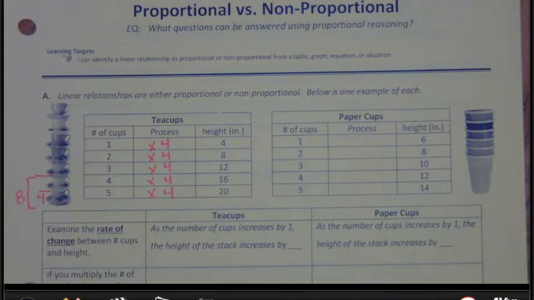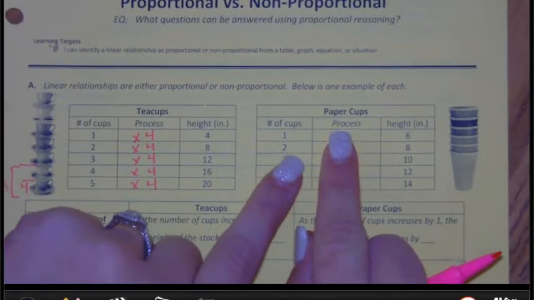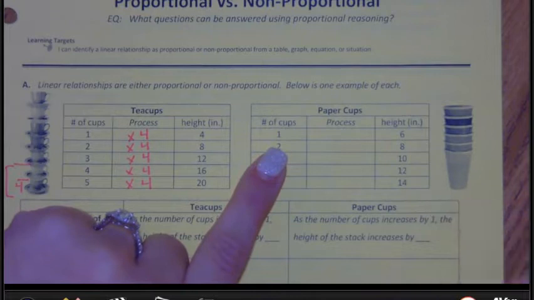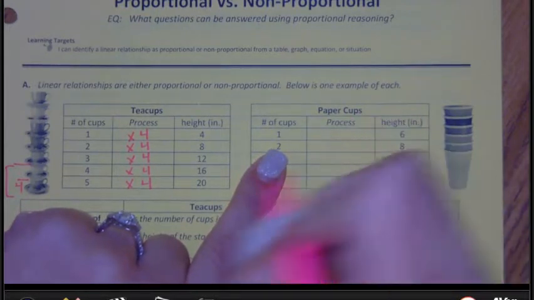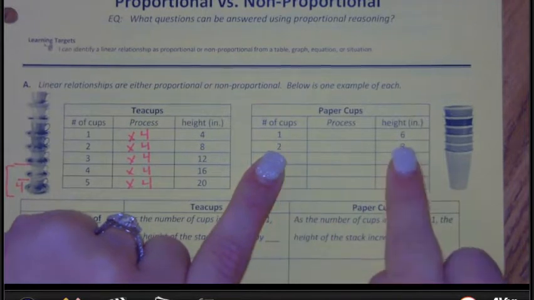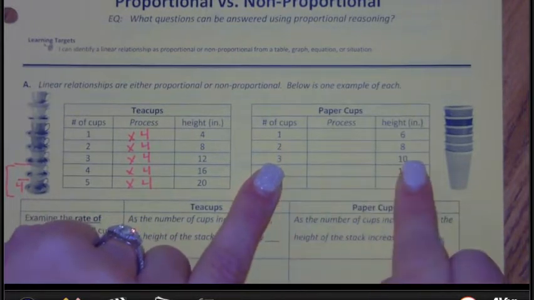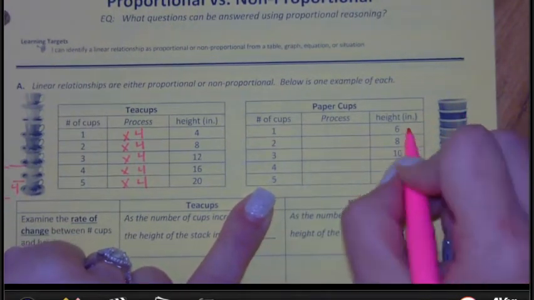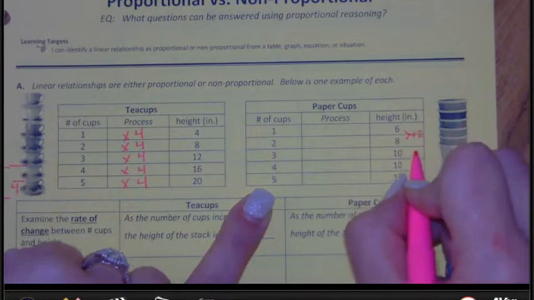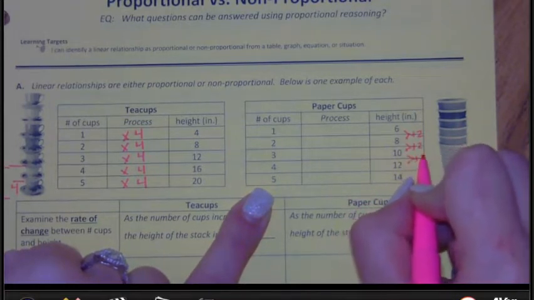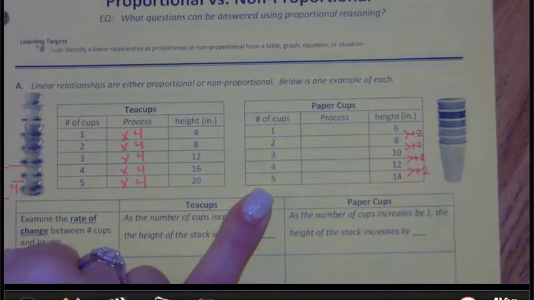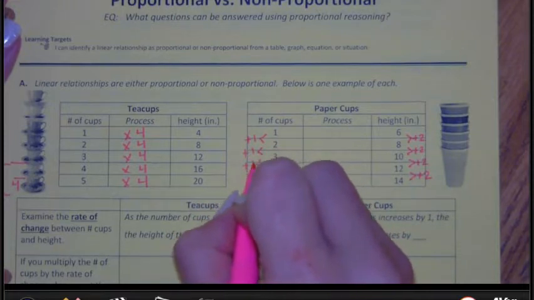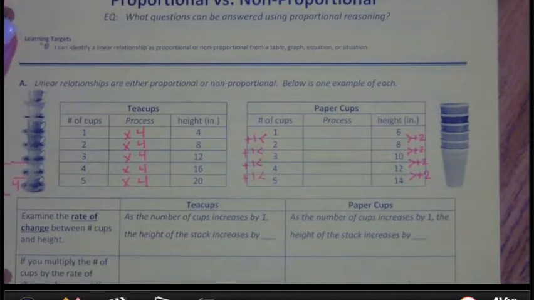All right, let's see. Now I have my paper cups. All right, so for 1 cup, it's the height of 6 inches. Okay, so I can multiply by 6, or I can add by 6. For 2 cups, it's 8 inches. 3 cups, it's 10 inches. 4 cups, it's 12 inches. 5 cups, it's 14 inches. Now notice right here, every time I'm going up by 2, 2, 2, 2. For here, I'm going up by 1, 1, 1, 1.